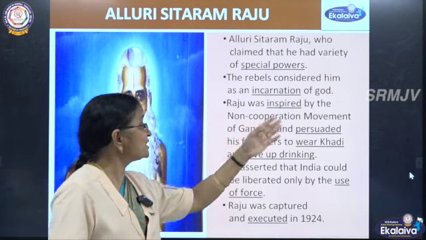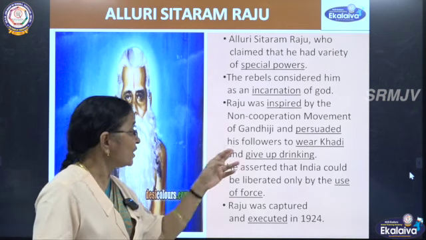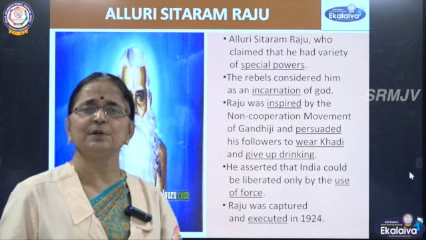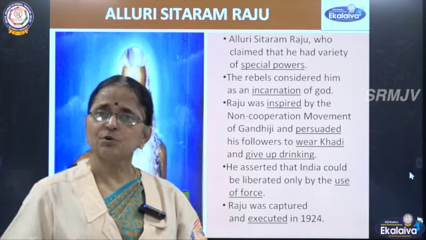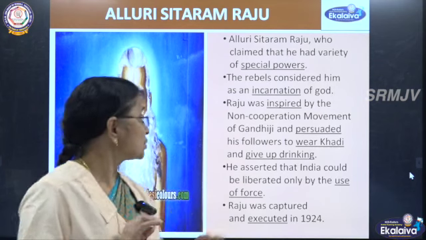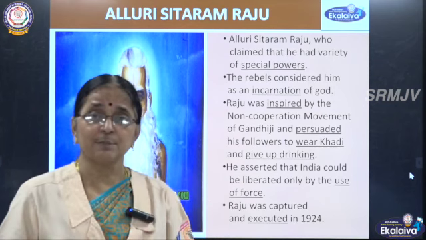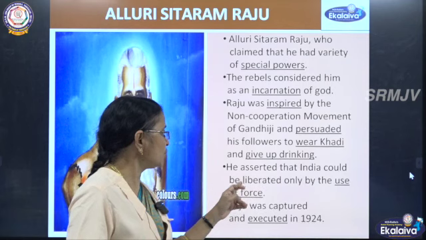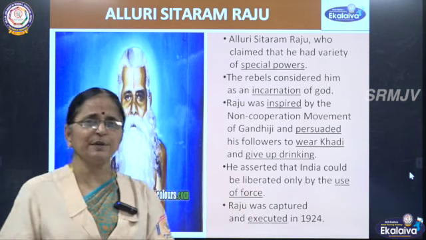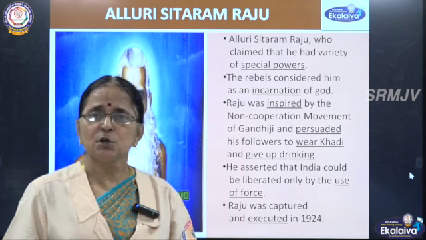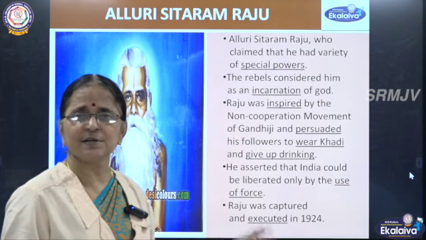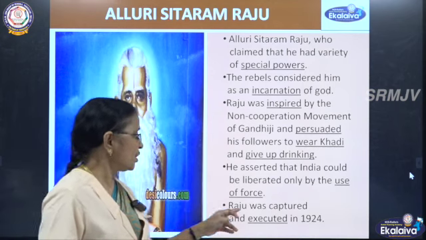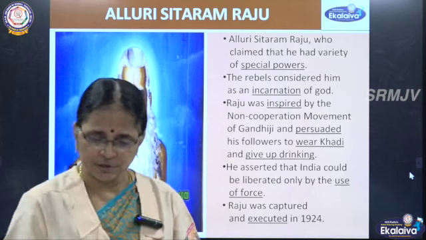Alluri Sitaram Raju was inspired by the non-cooperation movement of Gandhiji and persuaded his followers to wear khadi and give up drinking. He was a disciple of Gandhiji and followed in his footsteps. So, he persuaded the tribals to give up drinking and wear khadi. He asserted that India could be liberated only by the use of force. In this opinion, he differed with Gandhiji. Gandhiji said a non-violent movement should be there, but he said that only with force could we win the battle with the British. Finally, Raju was captured and executed in the year 1924.